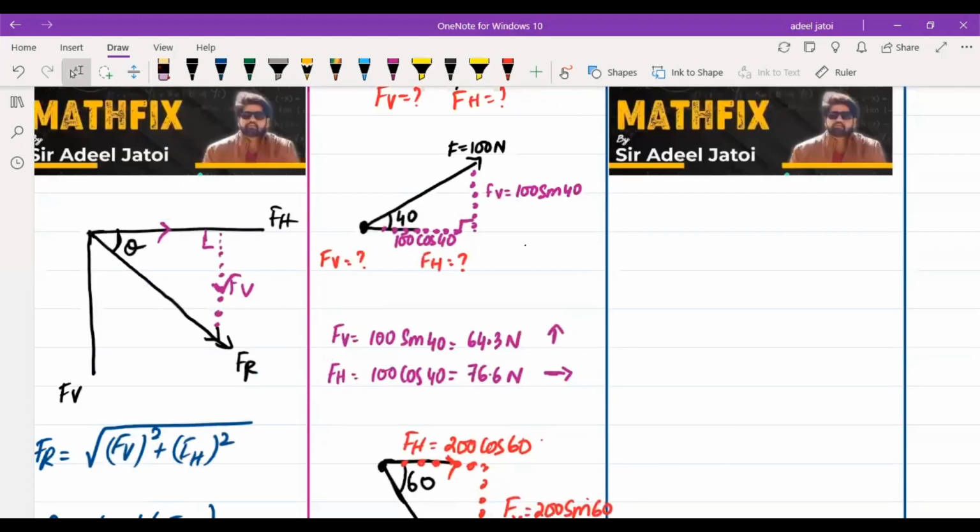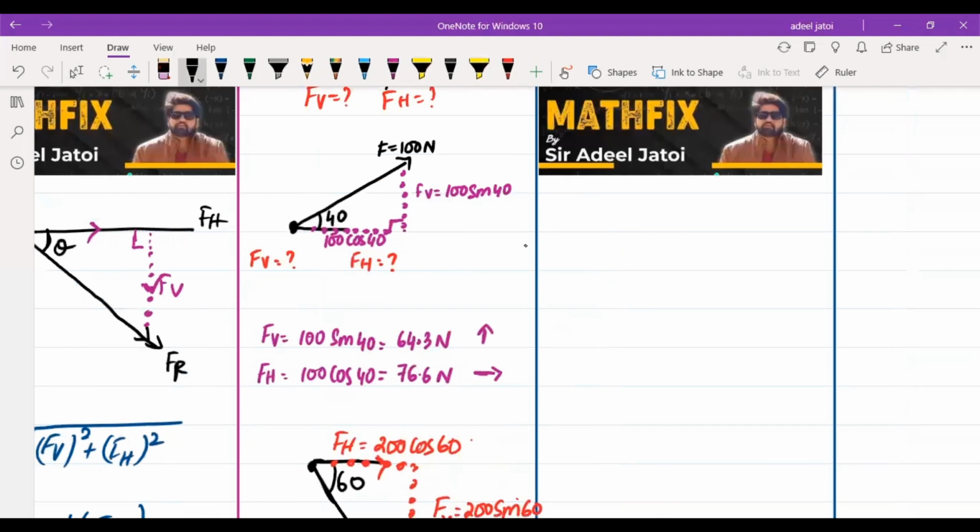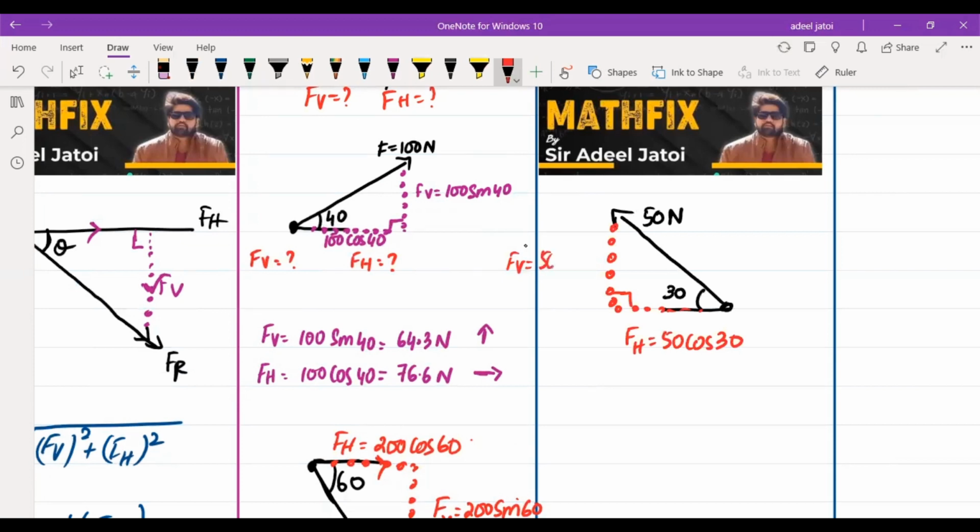Another example of such a case, let's just work upon the force. Let's say this is FR, 50 Newton, at 30 degrees. So again, this is 90 degrees. This will be FH, which is 50 cos 30. This is FV, which is 50 sine 30.